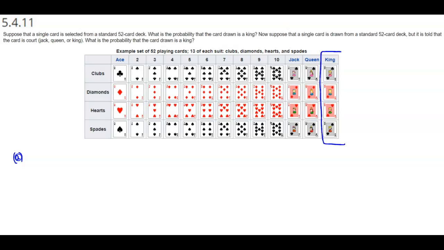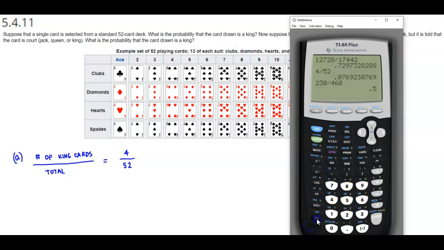Well, there are how many kings total? Well, there are 4. So we know that there are the number of king cards divided by the total in the deck. So we know that there's 1, 2, 3, 4 over 52.